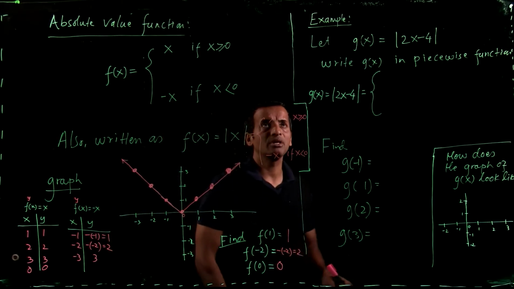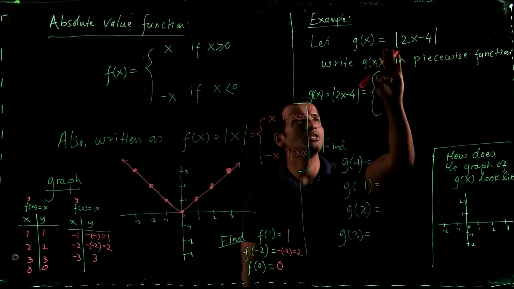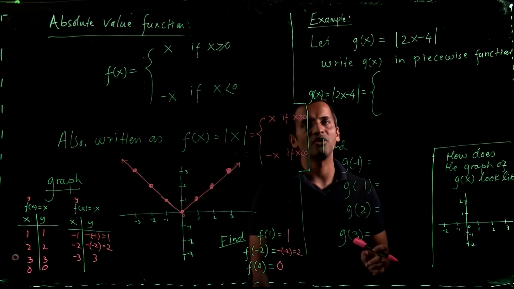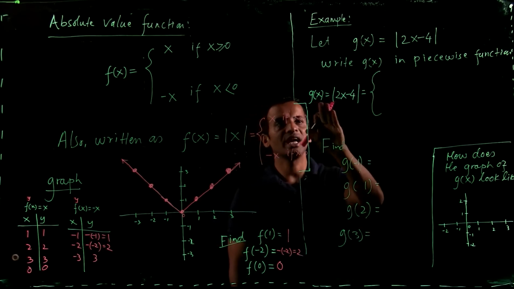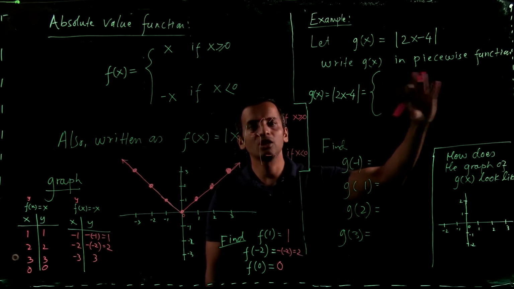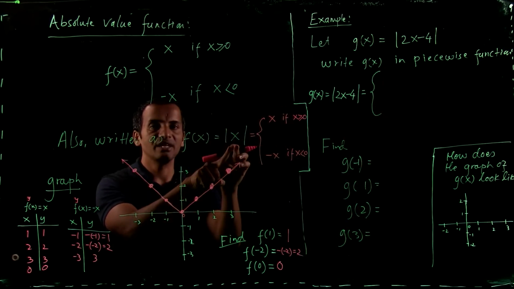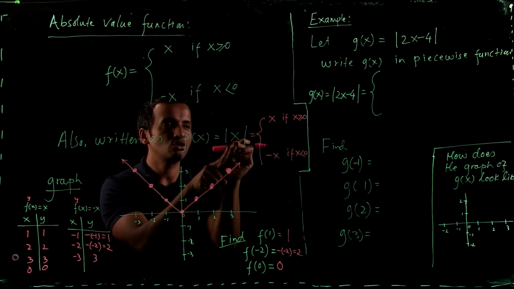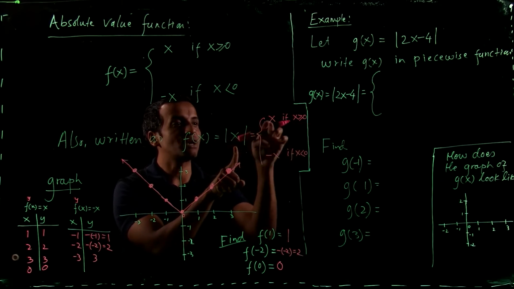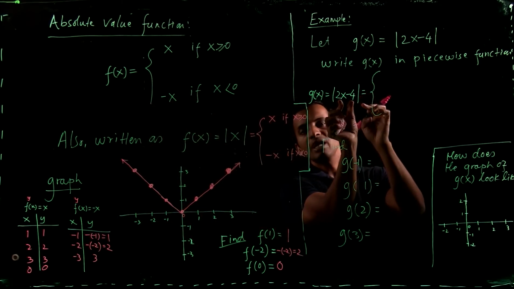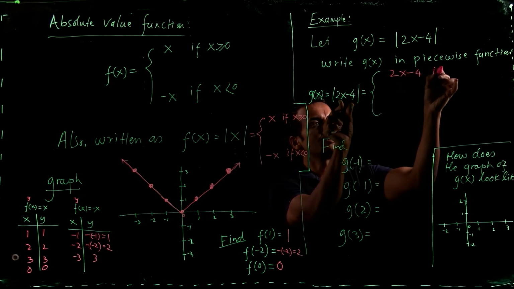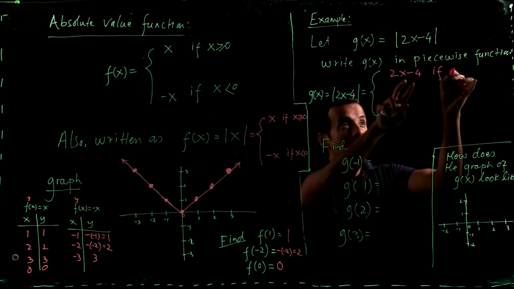So let's take the second example. In this example, you have g of x equals the absolute value of 2x minus 4, and then write g of x as a piecewise function. So you want to write this g of x, given by the absolute value of 2x minus 4, equal to, so what are the two pieces? If you follow this definition, if you have something inside the absolute value, for this thing greater than 0, you just write that, meaning that here you have 2x minus 4 inside the absolute value. So you write 2x minus 4 if that thing is positive.